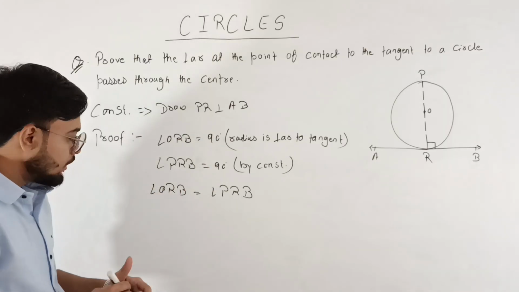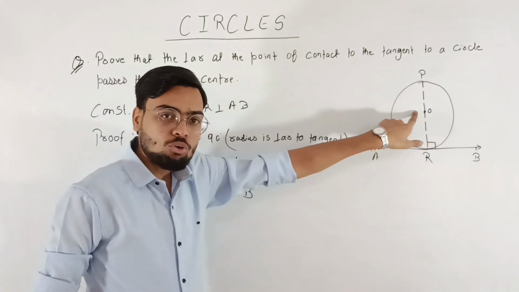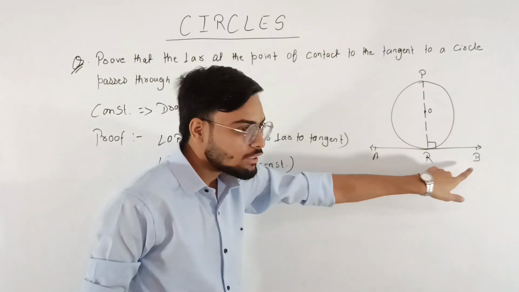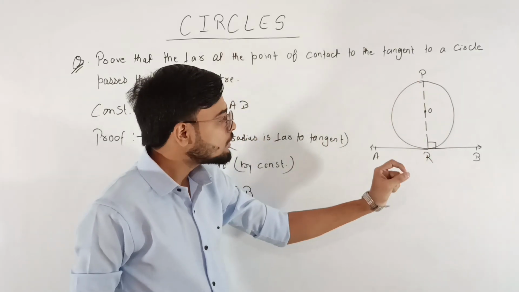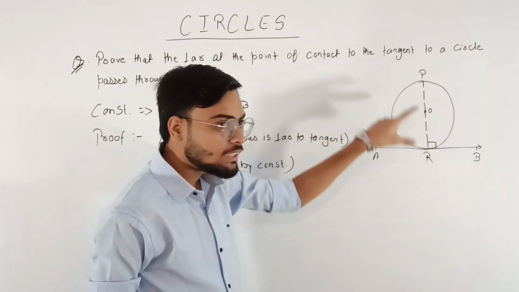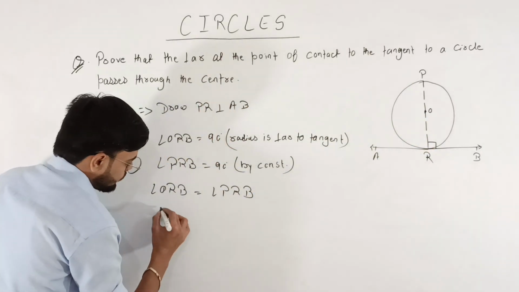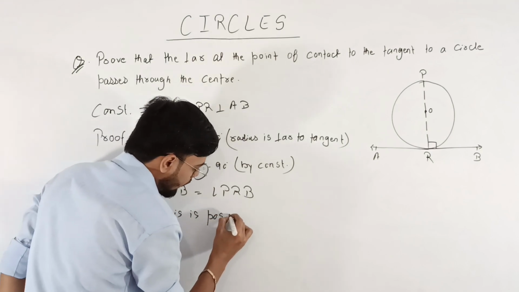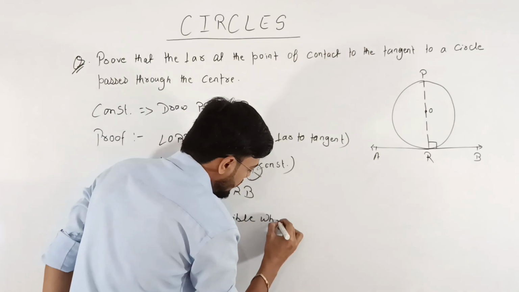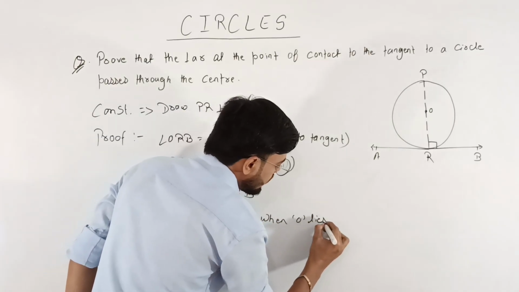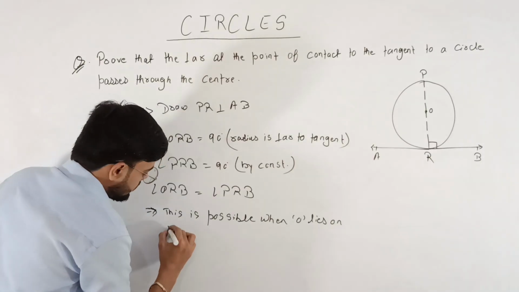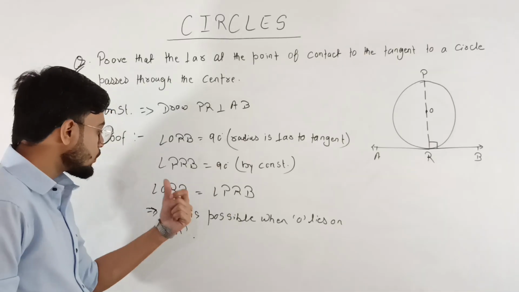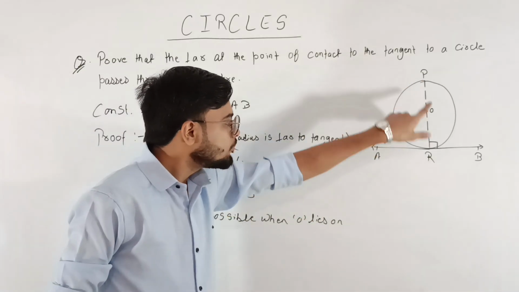Now angle ORB and PRB are equal when point O lies on PR. Angle PRB is also 90 degrees, and angle ORB is also 90 degrees. This is only possible when point O lies on PR. Okay, so right here, this is possible when O lies on line PR. Angle ORB is equal to angle PRB. This is only possible when point O lies on PR.